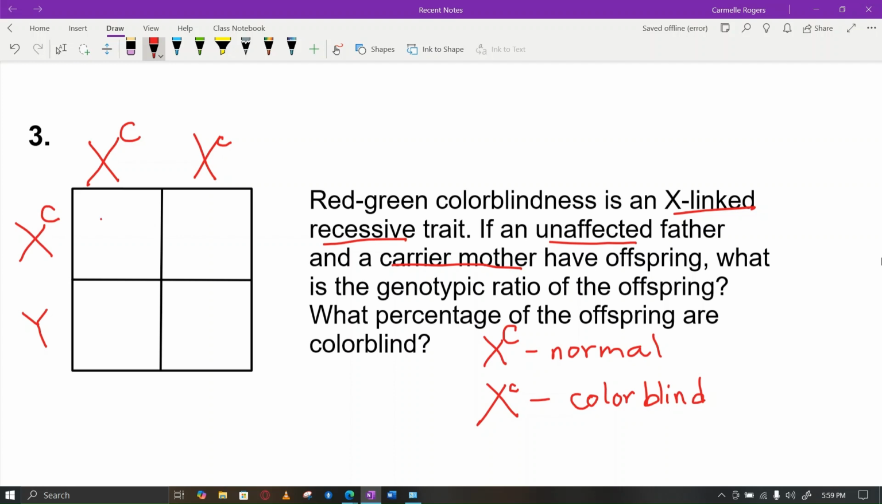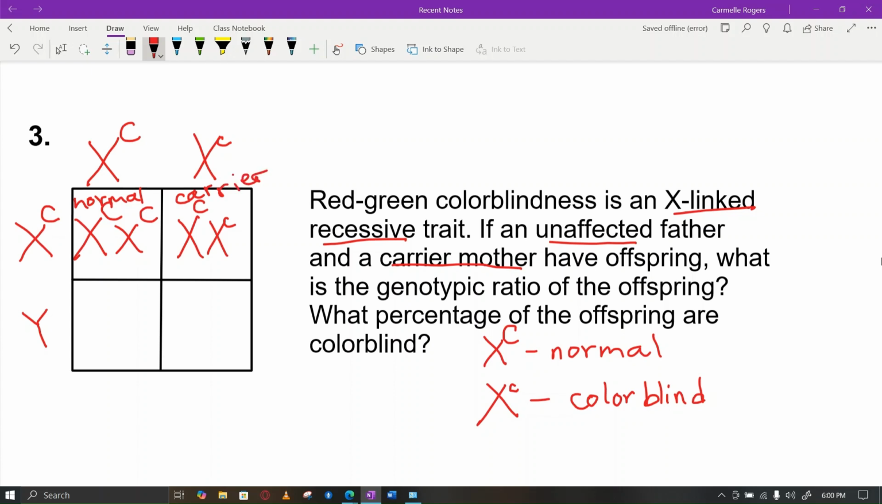Now let's do the cross. We get X capital C from the mother, and also an X capital C or normal allele from the father. And then at the upper right, X capital C from the dad, X lowercase c from the mother. Both of these individuals are daughters. One at the upper left is normal, and the one at the upper right is a carrier.